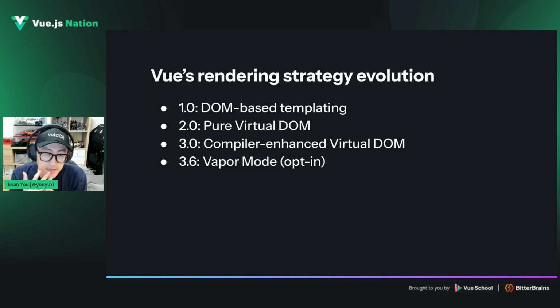So Vapor Mode is essentially trying to get rid of the virtual DOM altogether. Instead, we try to generate code that aligns with the most optimal code that you would have written by hand. For example, if the template describes a button containing a piece of dynamic text, right?